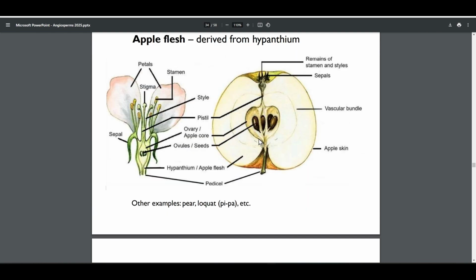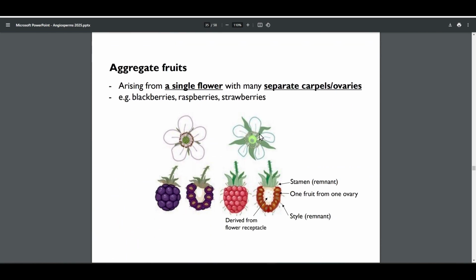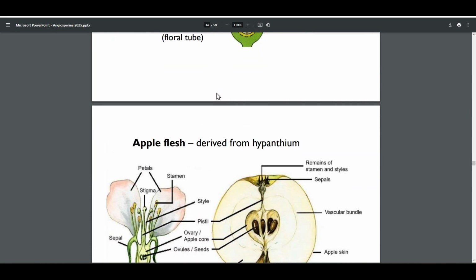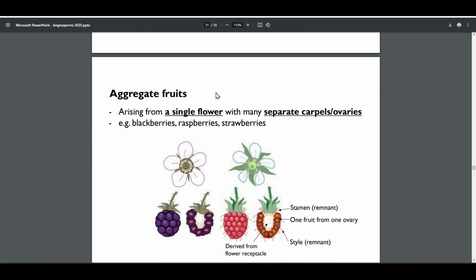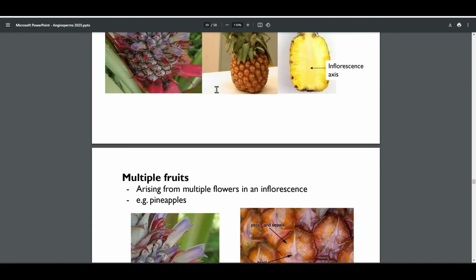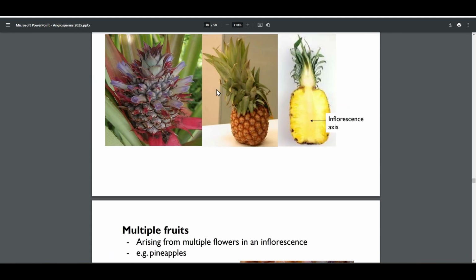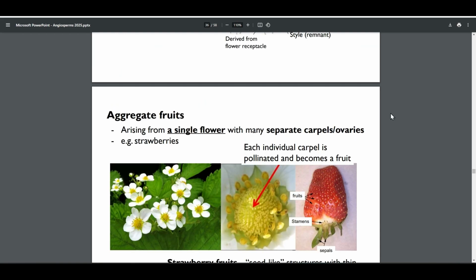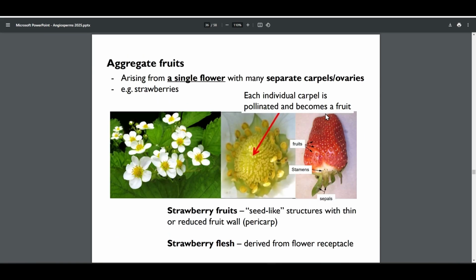All right, so we will end here. We'll finish at the apple, and in the next video I will finish off this entire thing, and I will probably talk about the cocoon as well. Finally, we'll talk about the strawberry, which each little seed thing you see is actually a fruit.